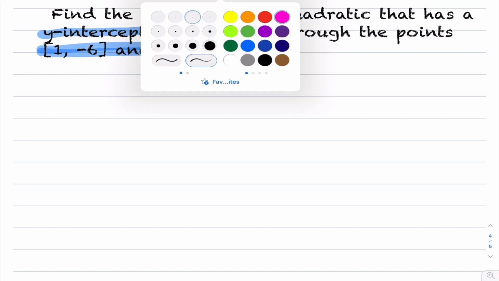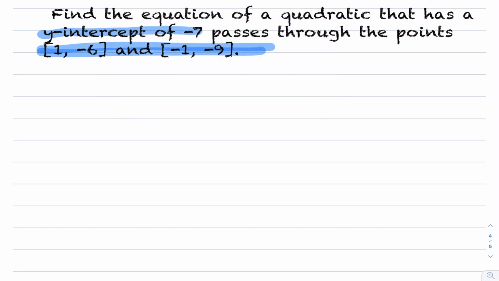So now, just as we talked about already, we know that saying that you have a y-intercept of -7 is equivalent to saying that you pass through the point (0, -7). And we also have the point (1, -6), and we also have the point (-1, -9). So in this question here, they really gave us 3 points that my quadratic passes through.